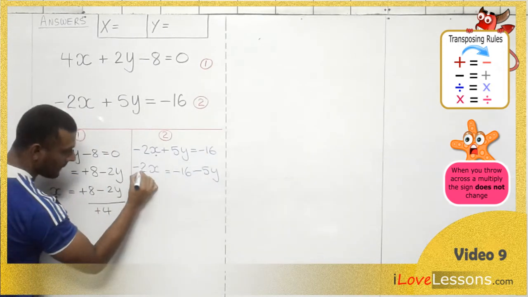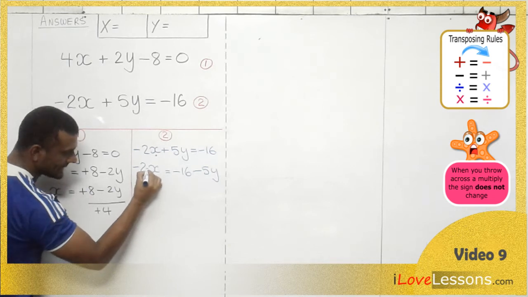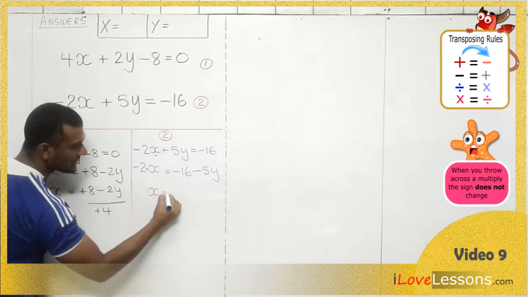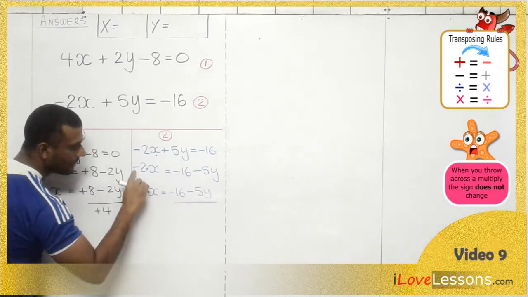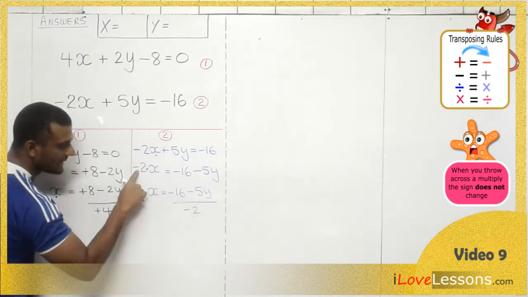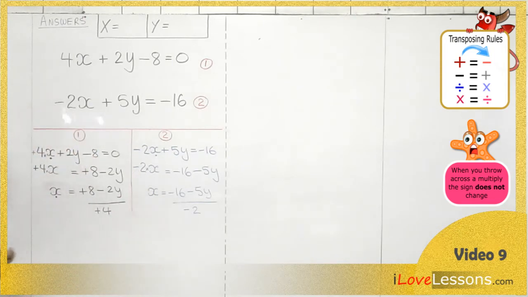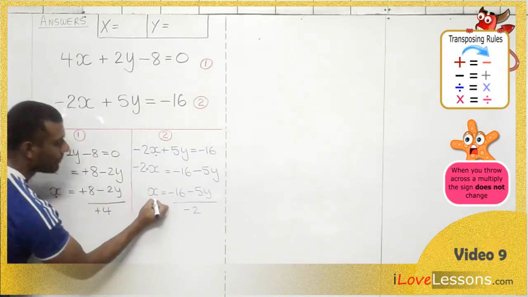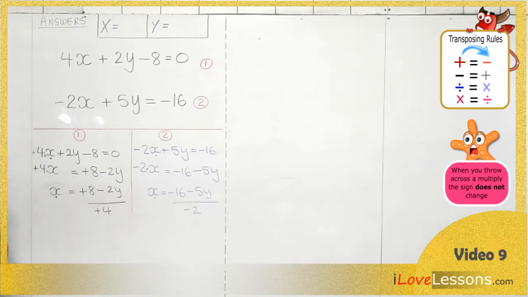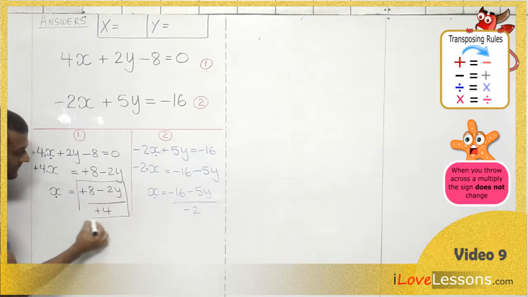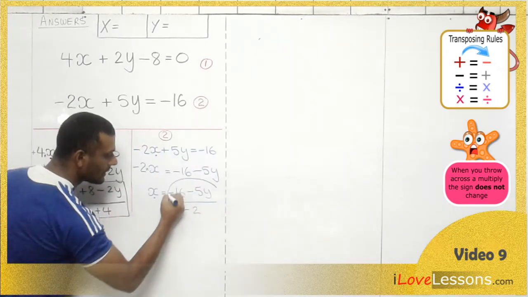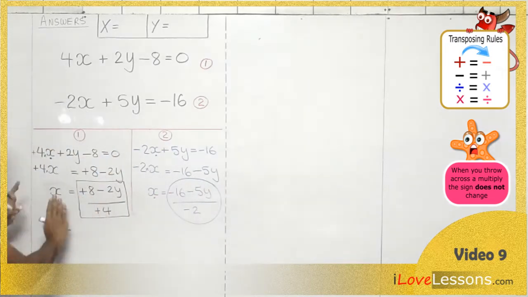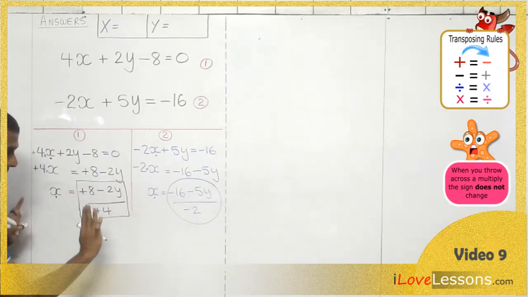Now, the minus 2 is touching the x, so there's a secret multiply. When you throw across the multiply, you're going to get a divide, but the sign will not change. So the negative 2 remains negative 2. In both equations, we have made x the subject. I'm going to box off one side, and I'm going to circle one side. Notice, I've left the x's out in both cases.